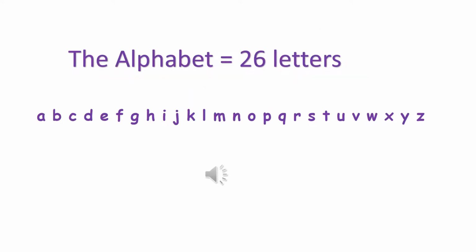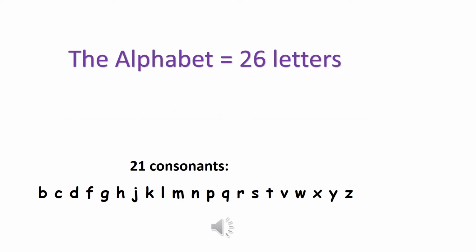First, a quick review of the English alphabet. The English alphabet has 26 letters in it. 5 of the 26 letters are the 5 vowels, A, E, I, O, U. And the other 21 letters are called consonants, B, C, D, F, G, H, J, K, L, M, N, P, Q, R, S, T, V, W, X, Y, Z. So we split the 26 letters into two groups, 5 vowels and 21 consonants.